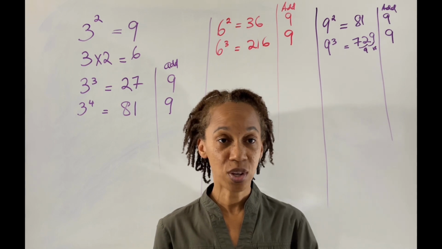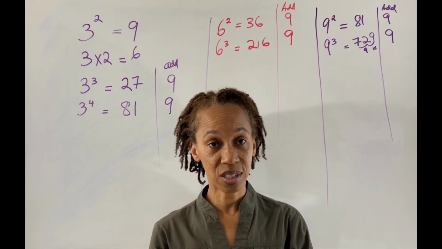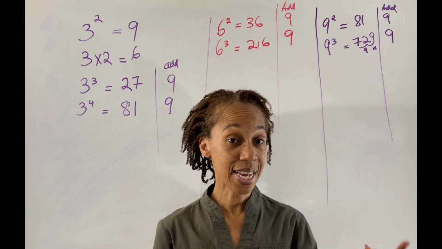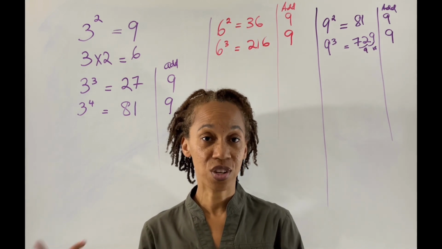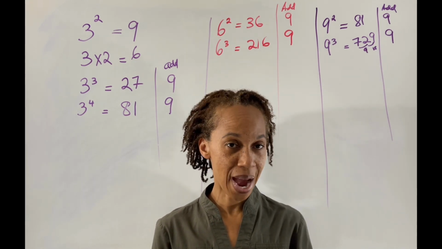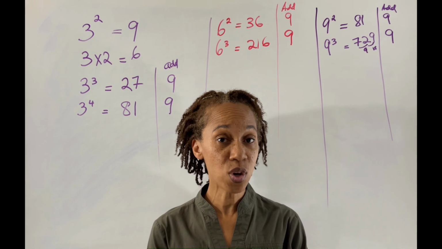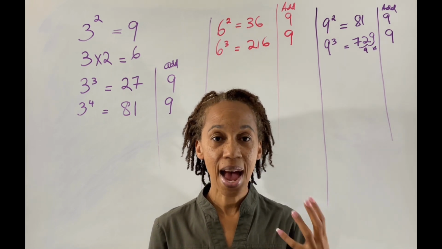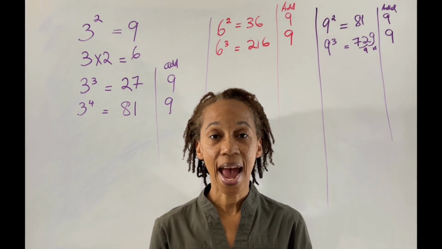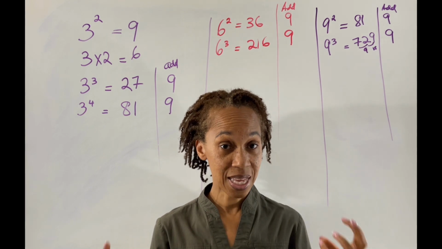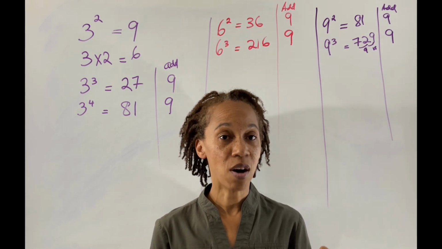If you notice, you can add 3 plus 3 equals 6, and also 6 plus 3 equals 9. They are all divisible by 3, and you can literally analyze these numbers and you will see what is unique about the number 9.